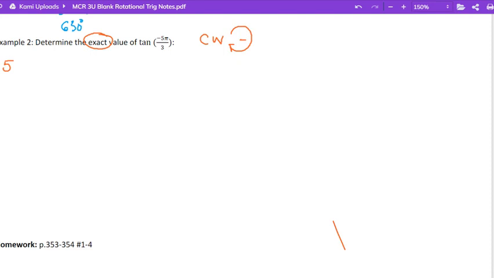So that's one thing. We are not in quadrant 2 and 4. We don't know yet. But what does the negative tell us? Clockwise. Beautiful. All right. Someone else told me to circle the word exact. Why is that important? Special triangles.